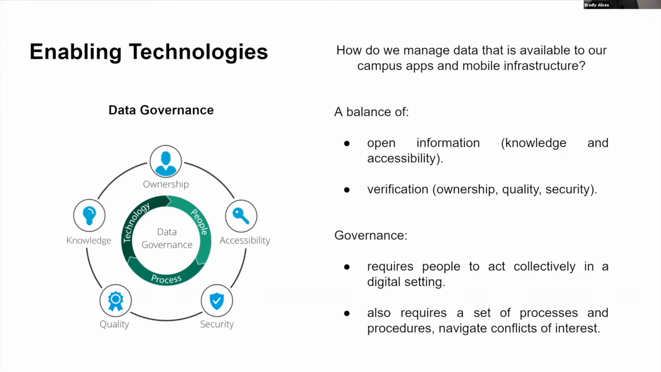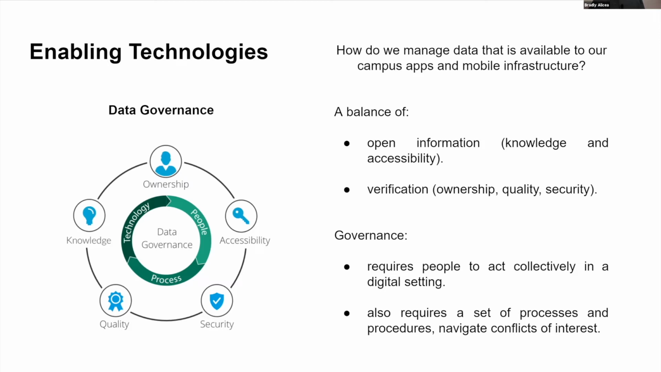But it all needs to be governed in some meaningful way so that there aren't a lot of conflicts of interest, or that people don't feel like they're being taken advantage of. And so we have all these things that are involved in data governance. We have ownership of the data. Do you own your own data? Does the university own certain types of data, et cetera? You have accessibility. So how accessible is your data versus someone else's data?